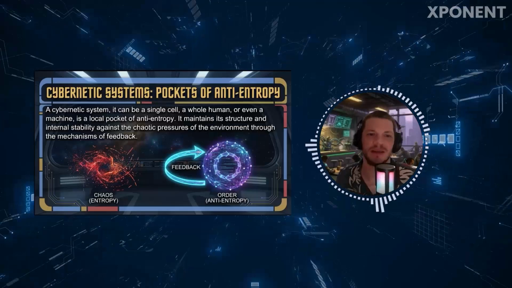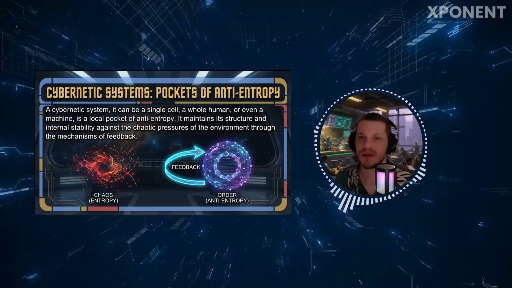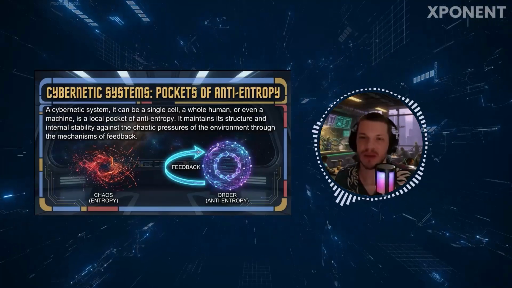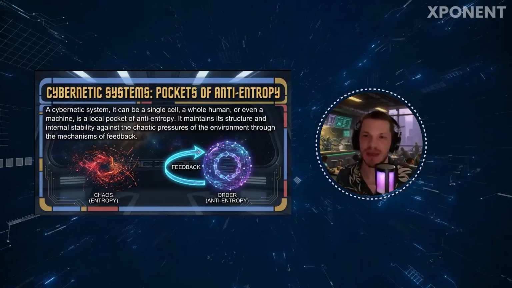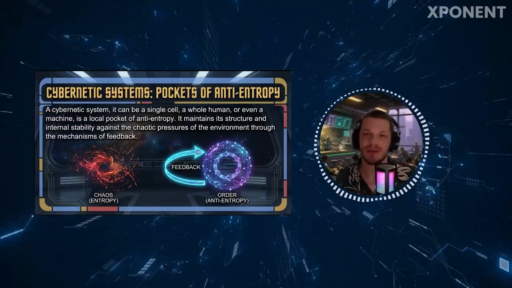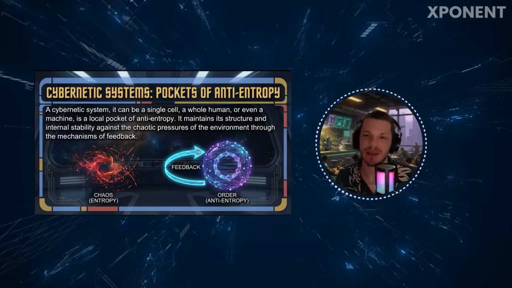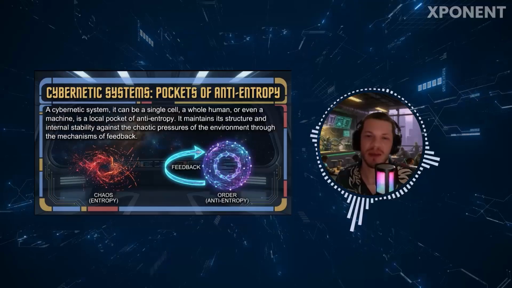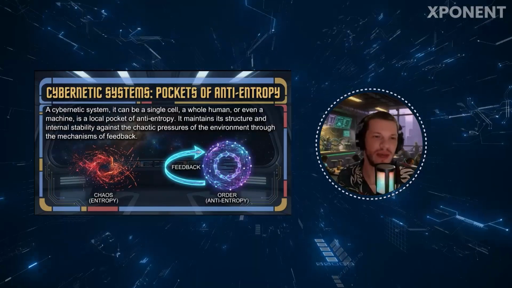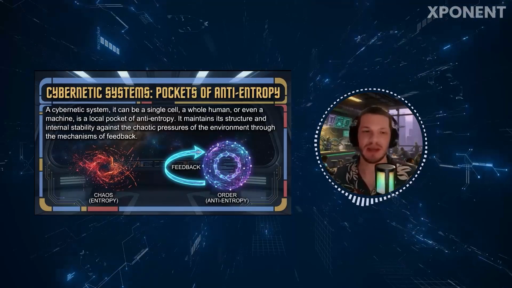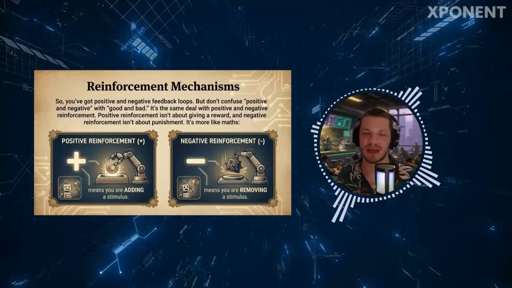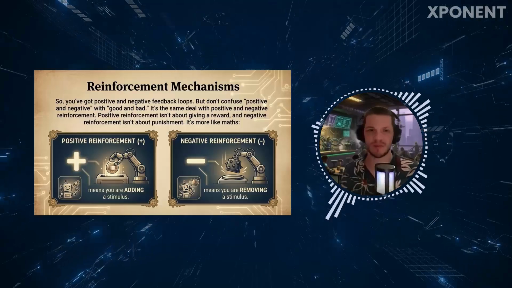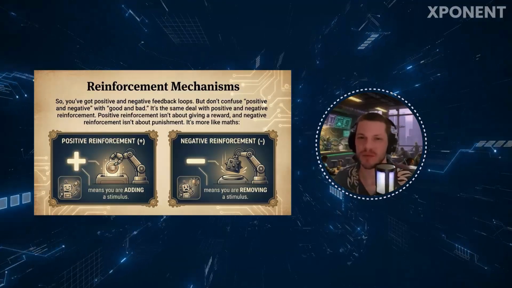And a cybernetic system could be a single cell, it could be a whole human, it could be a machine. It's a local pocket of anti-entropy. It maintains a structure and internal stability against the chaotic pressures of the environment through the mechanisms of feedback. So you've got positive and negative feedback loops, but don't confuse it with positive and negative meaning good and bad.